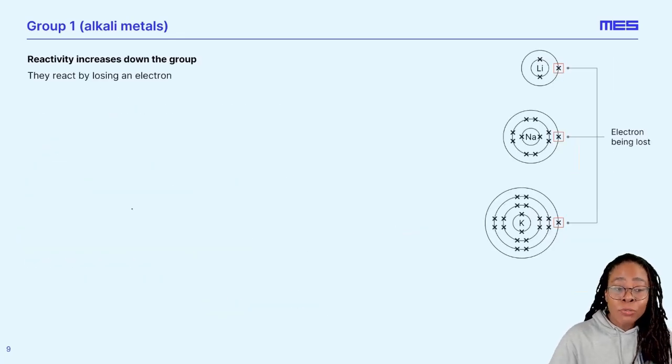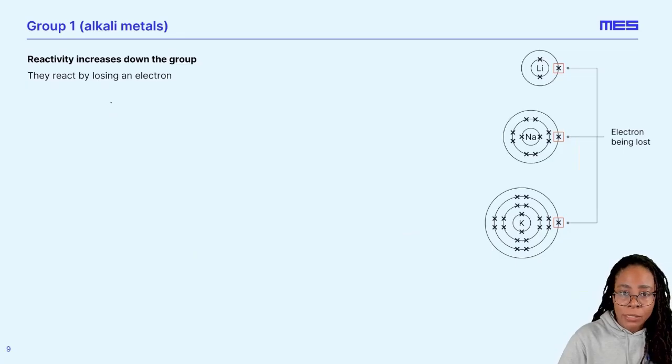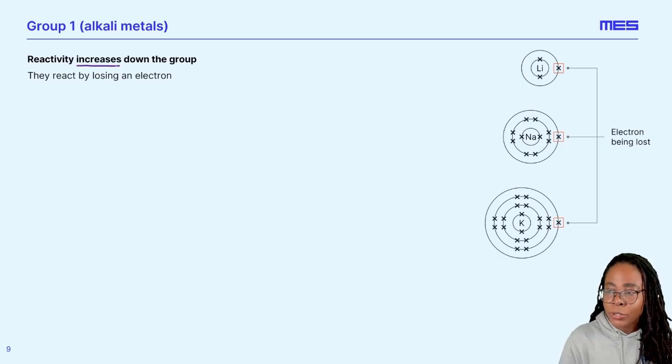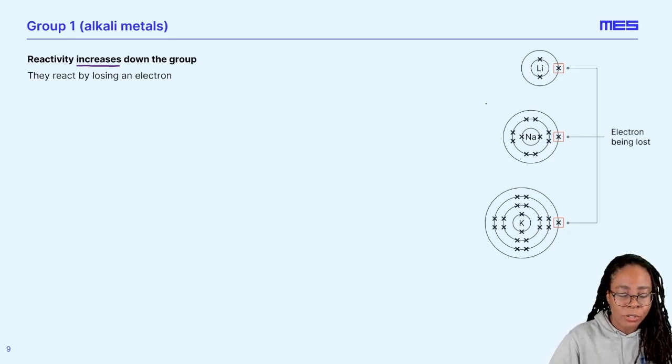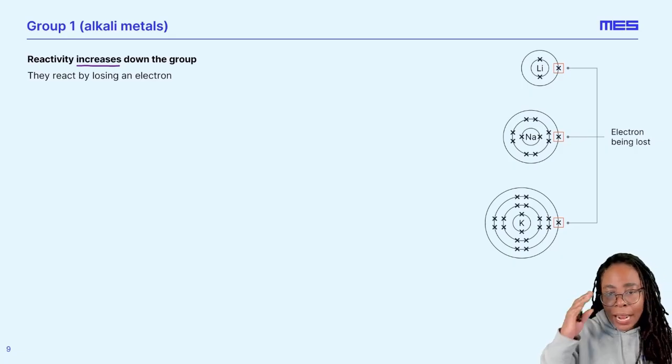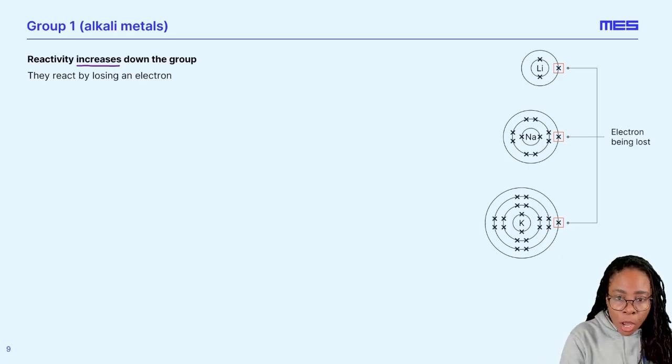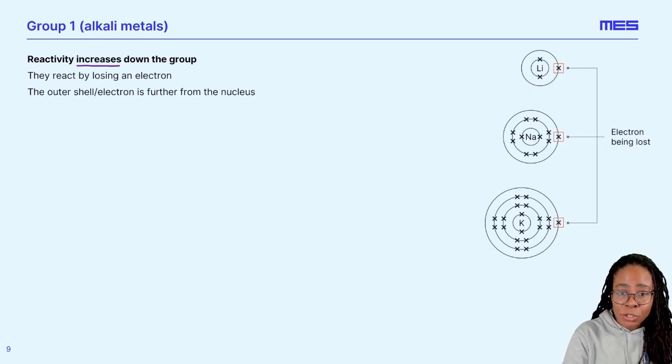Looking further into the reactivity of our group 1 metals, specifically the trend in reactivity, the reactivity increases as we go down the group, and that's because group 1 metals react by losing their outer electron. With 1 electron in their outer shell, they're going to lose that to achieve a full and therefore stable electron configuration. So how does that relate to the reactivity trend?